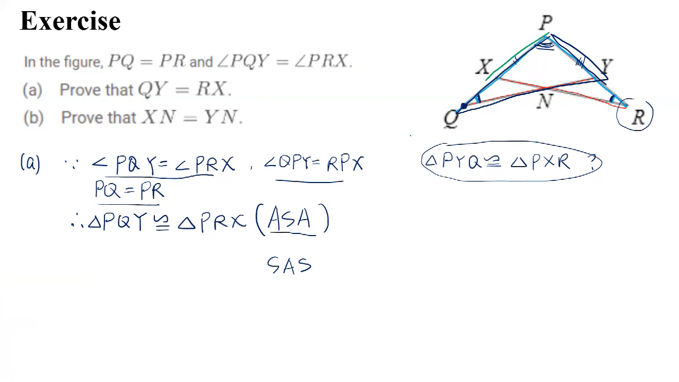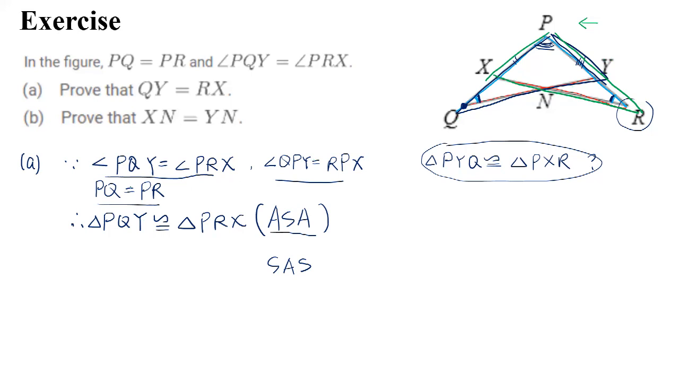So let's use another color. If you flip the green triangle horizontally, then Q should be on top of R, right? And X should be on top of Y, right? That's why R is corresponding to Q and X is corresponding to Y. You understand?